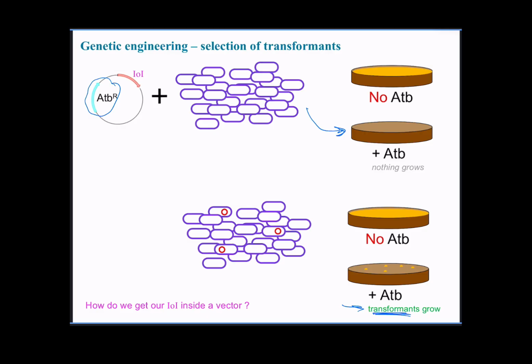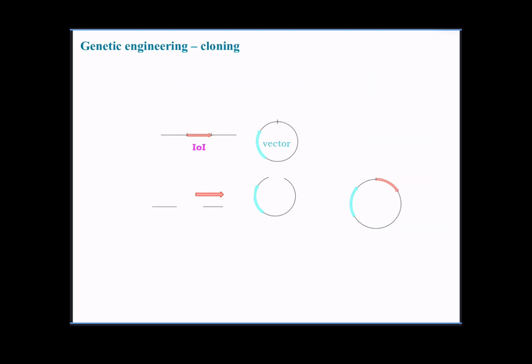So the question now becomes, I mentioned that we introduce this insert of interest into a vector, but how do we do that, right? And that's what we'll discuss next. From a bird's eye view perspective, a very general perspective, the general strategy is you have your insert of interest somewhere in a very long DNA molecule, typically a natural chromosome in a biological species. And then you have your vector, and the vector will have that antibiotic resistance gene in it.